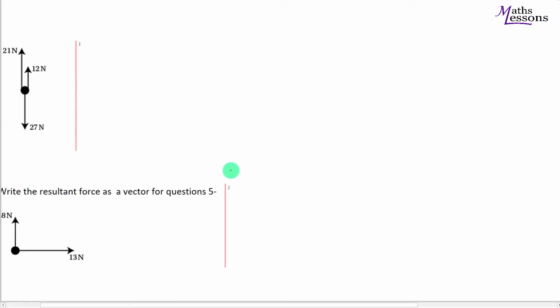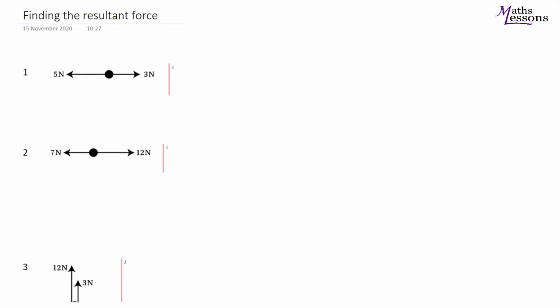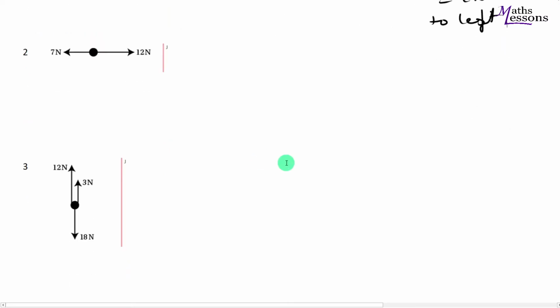So let's just start off with some nice easy questions. Sorry, that's gone to the wrong point. So what we're going to do is we're going to just find the resultant of these forces. So I'll just do the first one so you realize what I'm talking about. So the resultant force here will equal 5 minus 3 because the 5 newtons goes to the left and the 3 newtons goes to the right. So it's going to be 2 newtons to the left. Okay, give the direction as well. So have a go at doing the next two questions. I'll give you 30 seconds to have a go at doing those.